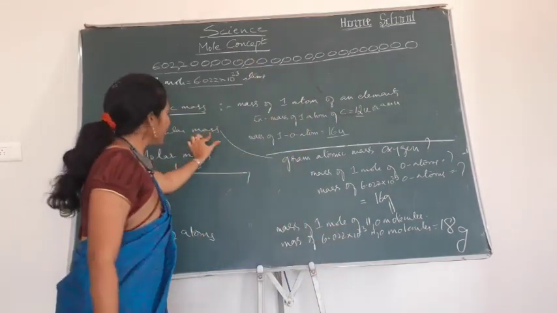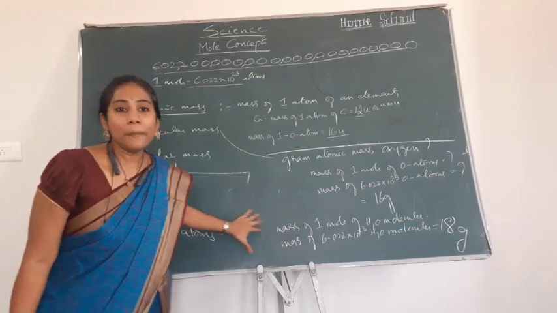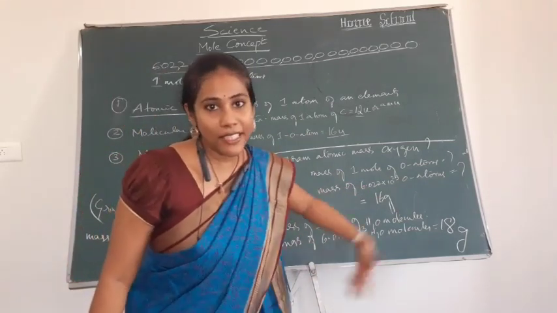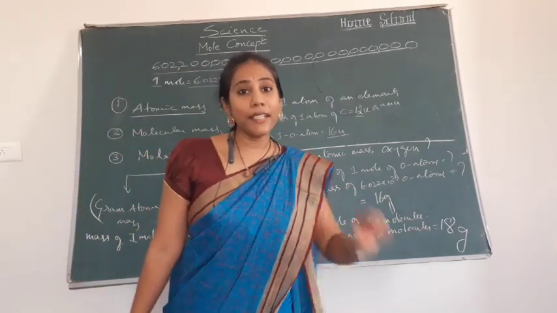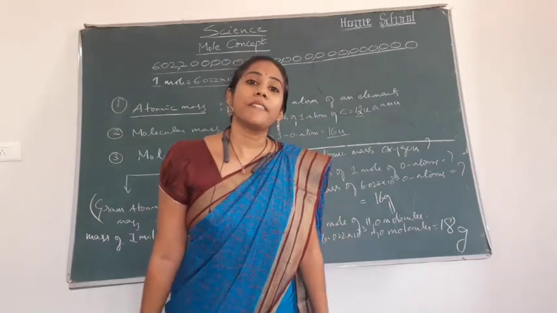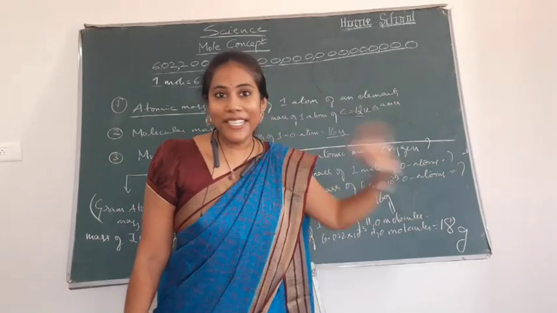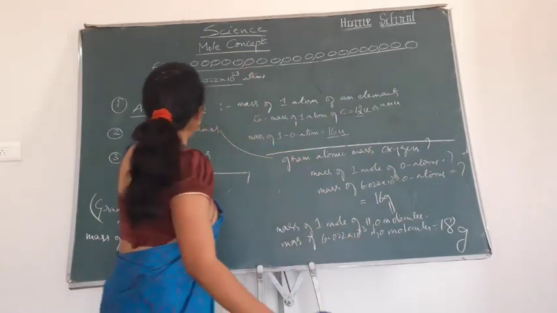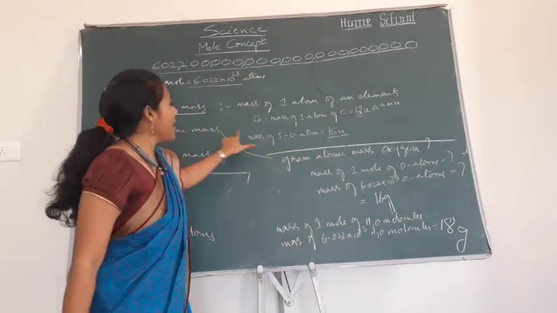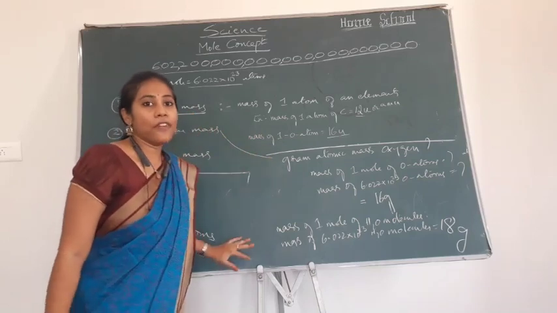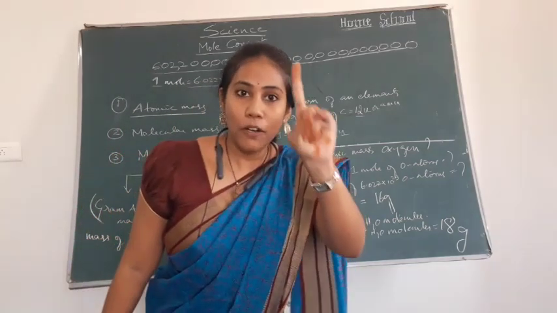Molecular mass of water and gram molecular mass of water: digit-wise it is the same, but the unit has a difference. The meanings are entirely different. So what do you mean by molecular mass of water? It is the mass of just one molecule of water.